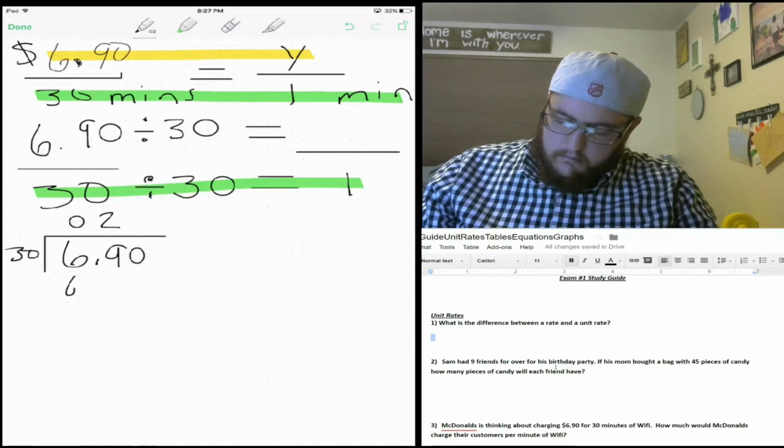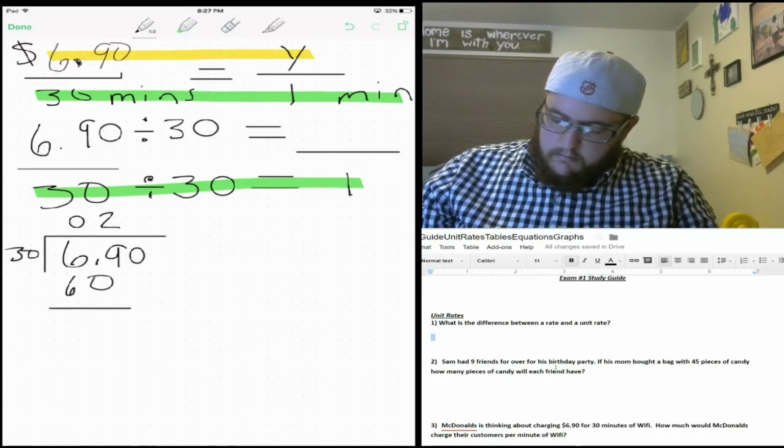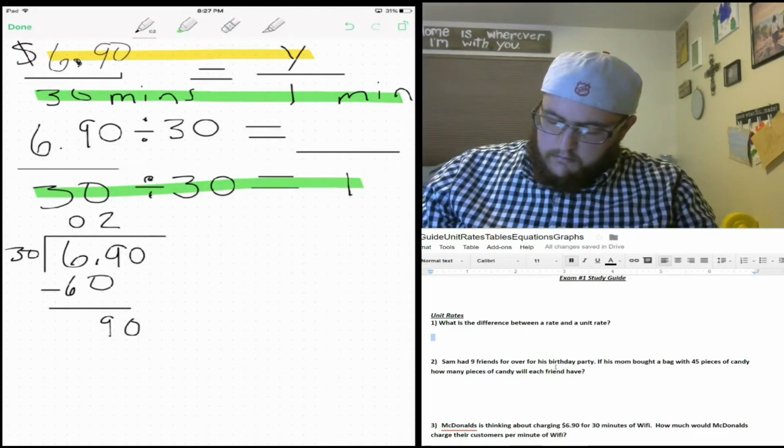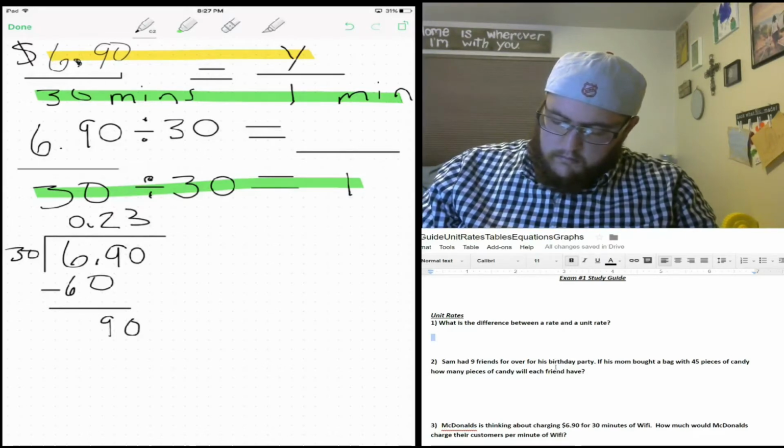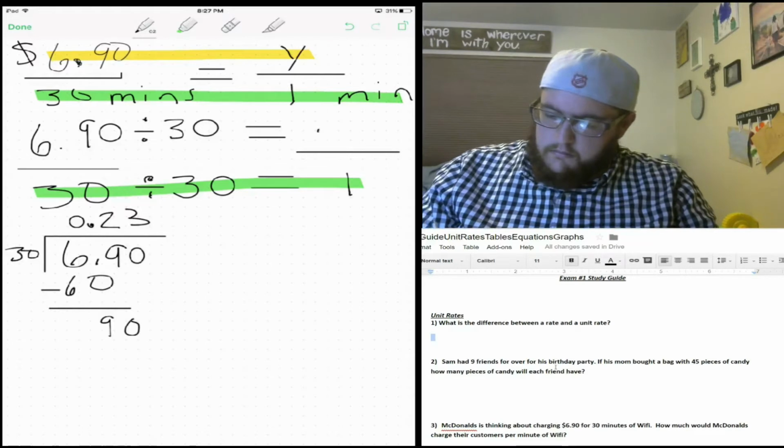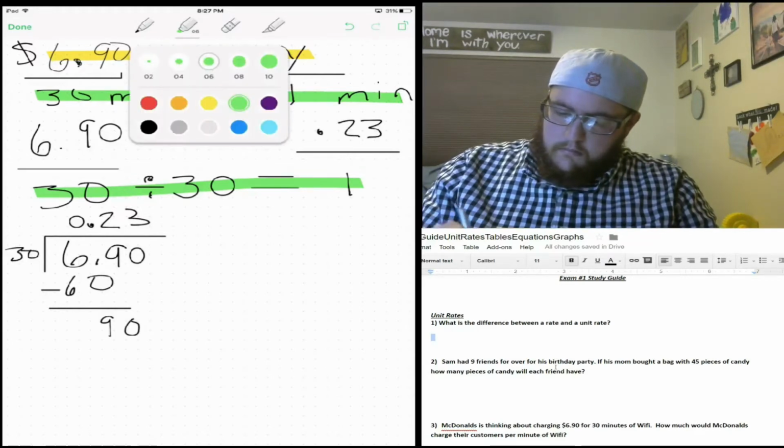30 doesn't go into 6, so we write a 0. 30 does go into 69 twice. 30 times 2 is 60. We subtract those and we drop the 9, and then we bring down the 0. 30 goes into 90 3 times, and our answer is 0.23, or 23 cents.